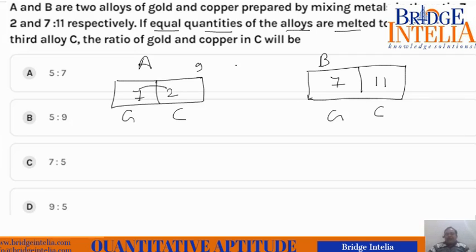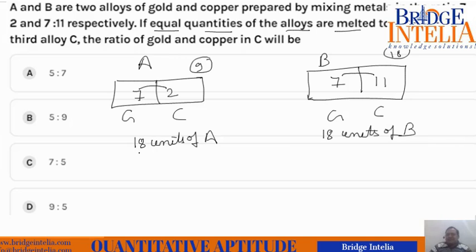7 plus 2 is 9. 7 plus 11 is 18. So take the LCM of 9 and 18. The LCM is 18. So you can assume that you are taking 18 units of A and 18 units of B. What is the significance of choosing 18? Because 18 is a number which can be divided in the ratio 7:2 as well as in the ratio 7 and 11. So now let's understand how much gold and how much copper.